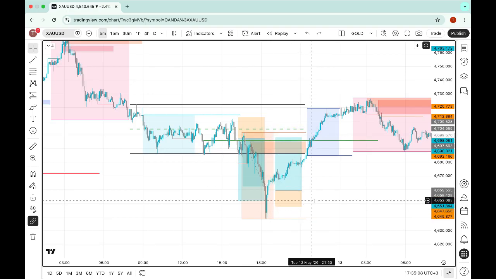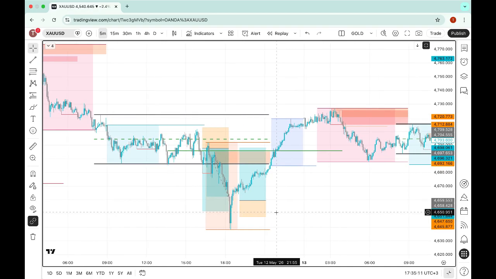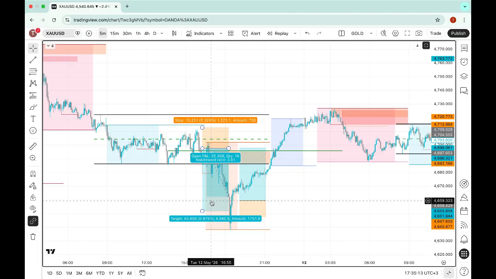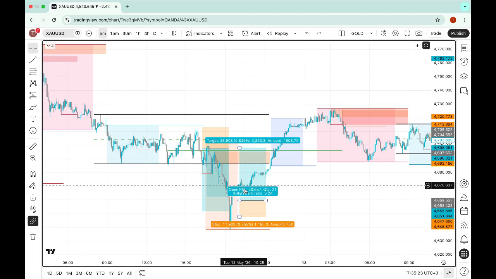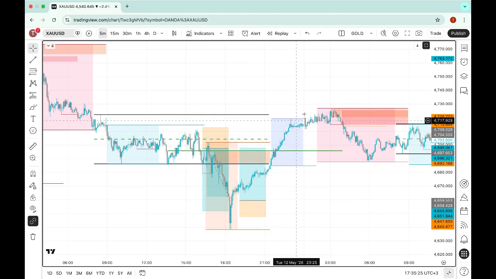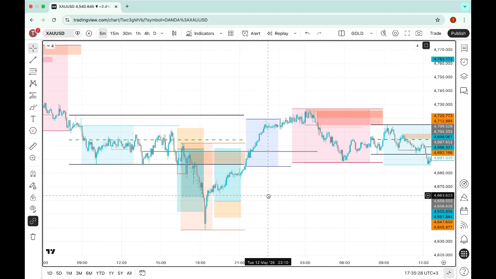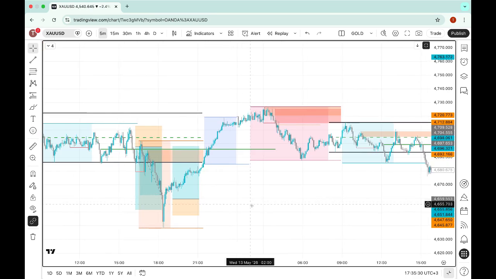But that didn't happen. So that means this thing doesn't happen all the time, but you definitely will get them, but sometimes it fails. So instead of coming back to this fair value gap, price created another block here, and you can see price came back to it and went back up. Okay, so now that was Tuesday.